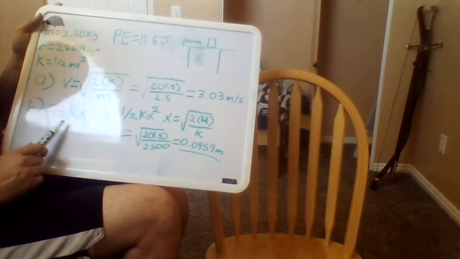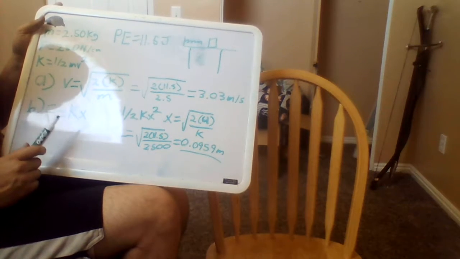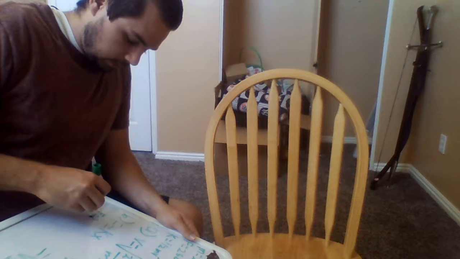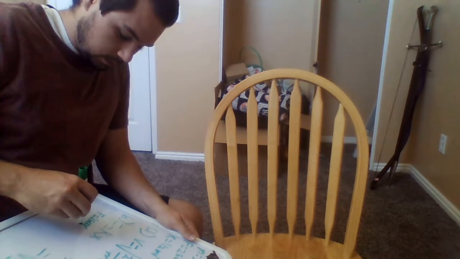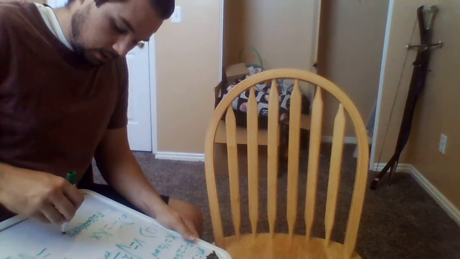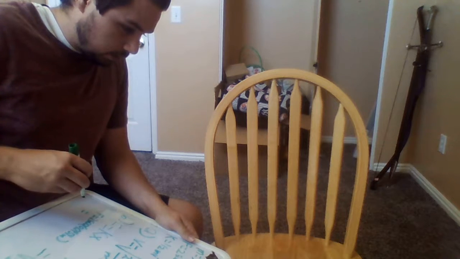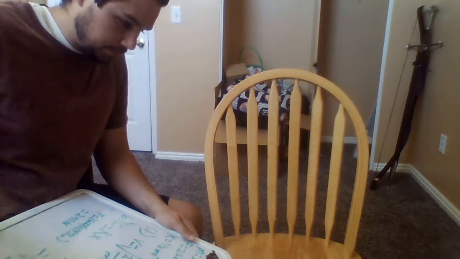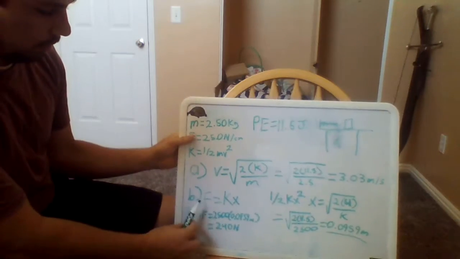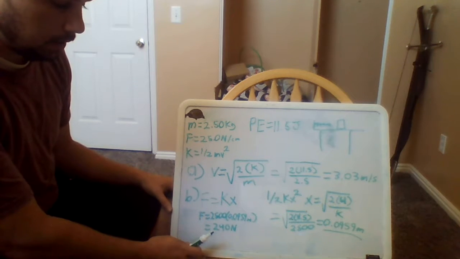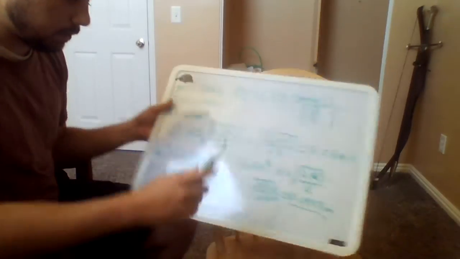We're going to need that for this next part to figure out the acceleration. So we have F equals kx here. We're going to just plug in to find the force here, the max. Our force equals 2,500 times what we just figured out, that distance, 0.0959. Running out of space, but it gives us 240 newtons. So now we have our force, 240 newtons. Finally, we can use F equals ma and solve for a to figure out the acceleration.